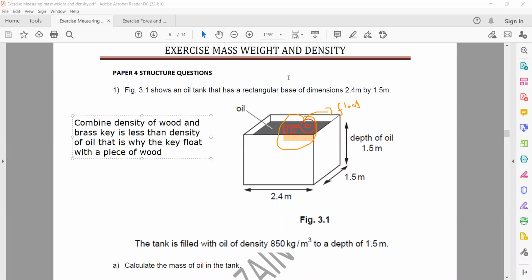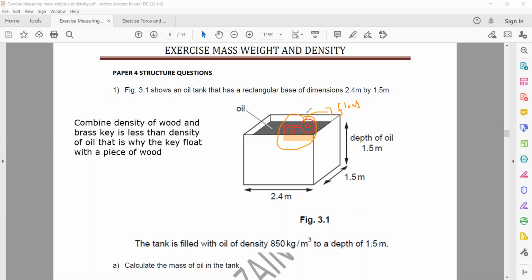The combined density. For example, if you are in a ship, why are you floating when you are in the ship, and you sink if you are not on the ship? That is the combined density. The combined density of the ship and you is less than the density of the water. That's why you float. So if you change the density, we can change the floating or sinking.